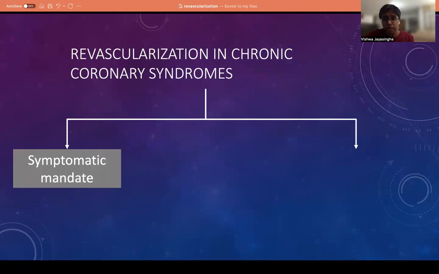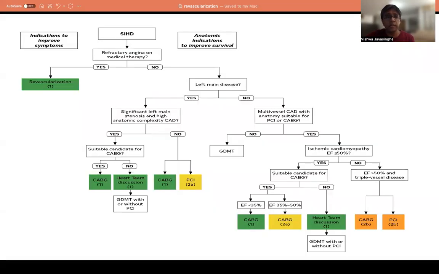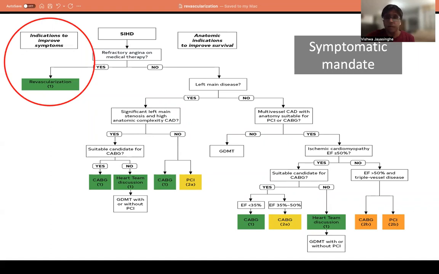So for revascularization in chronic coronary syndromes, I would like to take mainly two arms into account here. One is the symptomatic mandate, where you revascularize for a symptomatic purpose. The other is the prognostic mandate, where you revascularize for a prognostic indication. So first we'll take the easy one, the symptomatic mandate. That means we revascularize to improve symptoms. That is a class 1 recommendation here.